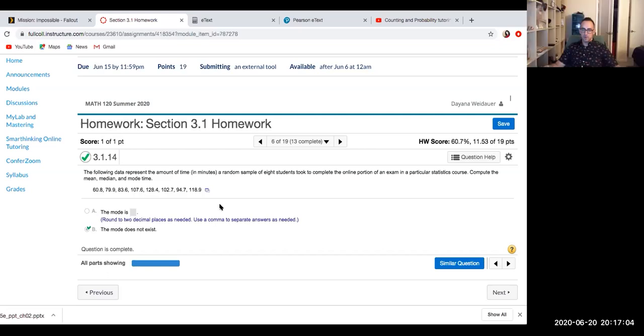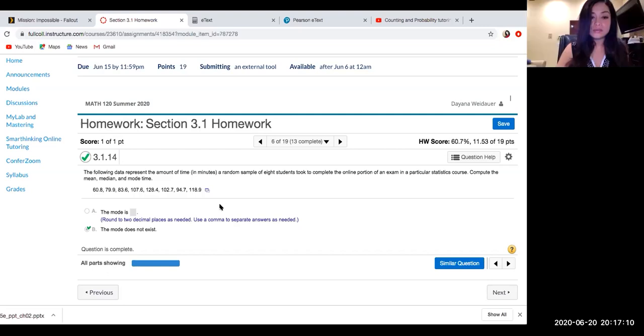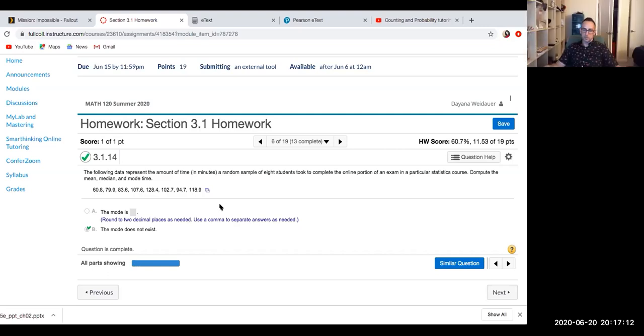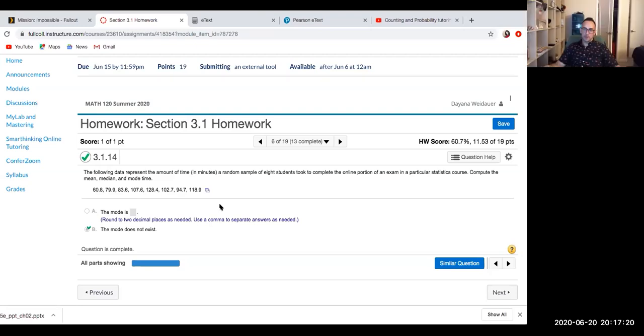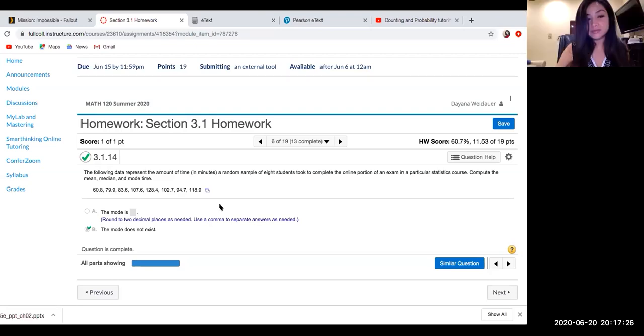For the mode? Is this asking for the mode? Yes. The mode would be the number that occurs the most. And it does not exist because there's no repetitive one, correct? I think you're right. I don't think there's a repeating number, so you can just say no mode. Yeah, that one is correct.